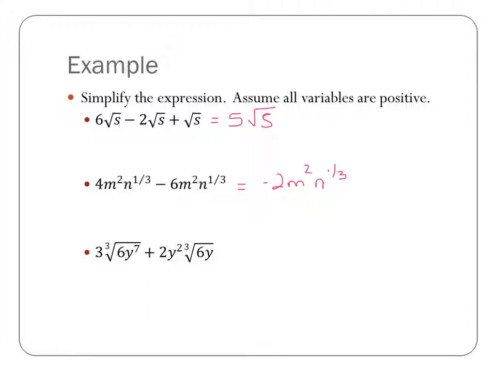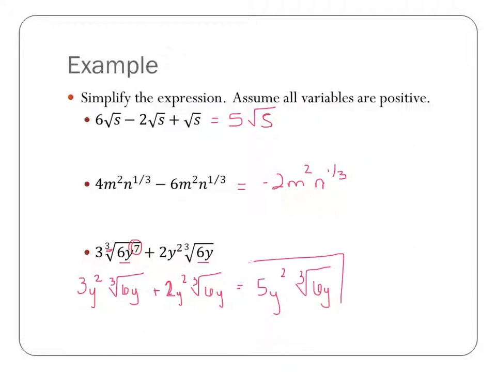All right, and our last one here, notice your radicands are not the same, but I can pull out 2 groups of 3 here, so we're going to have 3y squared. There's my 2 groups of 3. Cube root of 6y, there's only one y left. 2y squared, cube root of 6y. Now they have the same radicand and even those same y squareds out front, and so if I add them together, I get 5y squared cube root of 6y.